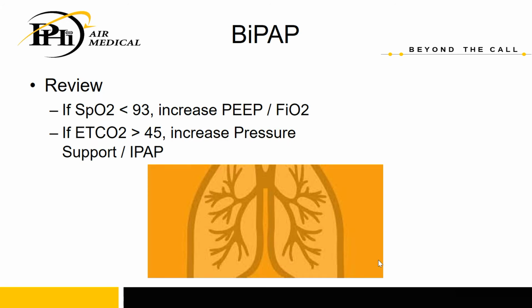All right, so if you have SATs less than 93%, we're going to increase our PEEP and FiO2 in tandem using a PEEP scale. If our end-tidal CO2 is greater than 45, or we need to reduce their end-tidal CO2 to help them compensate for some sort of metabolic acidosis, then we are going to increase their pressure support or their IPAP.